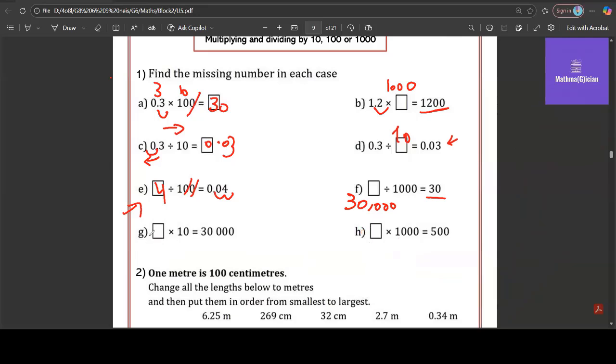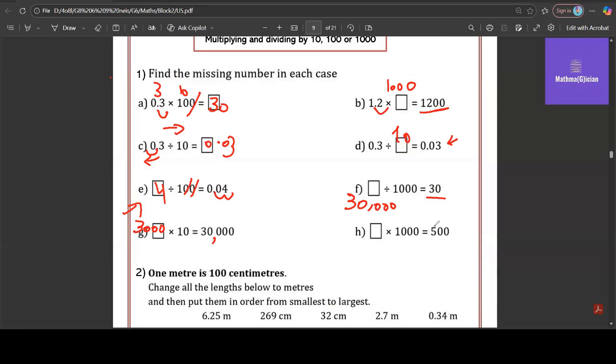Okay. What by 10 equals 30,000? 3,000 by 10 equals 30,000. Okay. Same goes for what should we multiply by 1,000 to get 500?